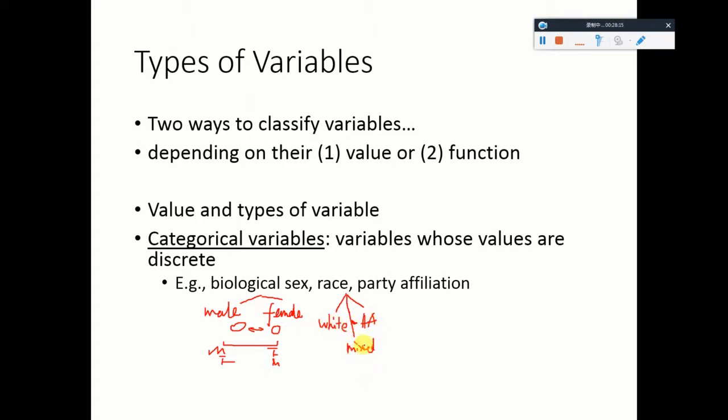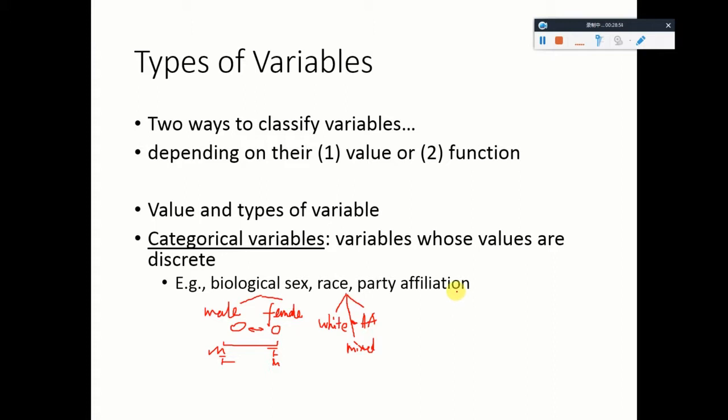So again, these three values of the variable race are non-overlapping, non-continuous, and mutually exclusive, right? You can claim that despite your mixed race ancestry, you consider yourself white. Well, that's a different matter. That's your self-perception. But genetically, you are different from a white person. So again, we call these values discrete.